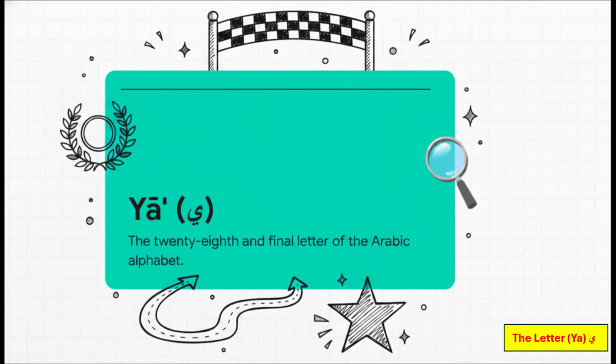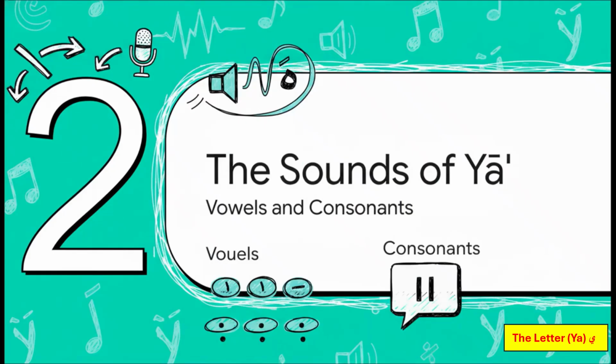And get this, this is the best part. Ya is the 28th and final letter of the Arabic alphabet. You did it. You've made it to the finish line. Okay, now here's where ya gets really, really interesting. It's incredibly flexible. It can be a consonant, but it can also act like a vowel.